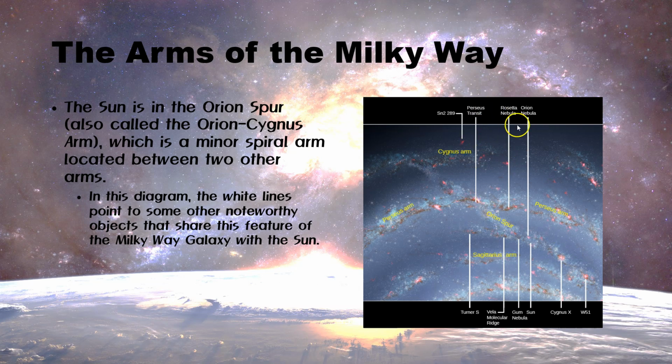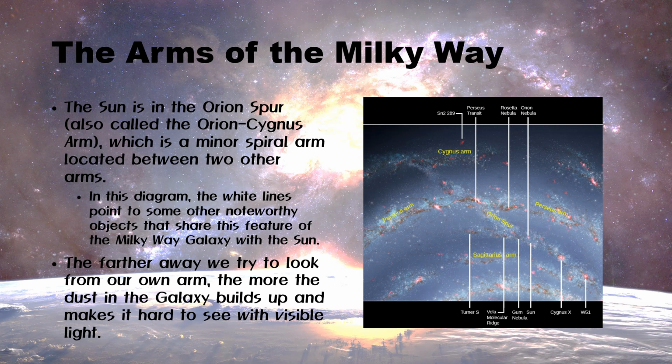And you can see we have some white lines, of course, representing other noteworthy objects that share this same feature of the arm that our Milky Way has for our sun. So, for example, if we look right here where our sun is, you can see very close by we have the Orion Nebula, which, of course, is something that we've talked about previously. Now, an important thing to keep in mind is the farther we try to look from within our own arm of the Orion Spur, the more dust we have to look through within our own galaxy. And so that dust will build up and make it hard to see with visible light.